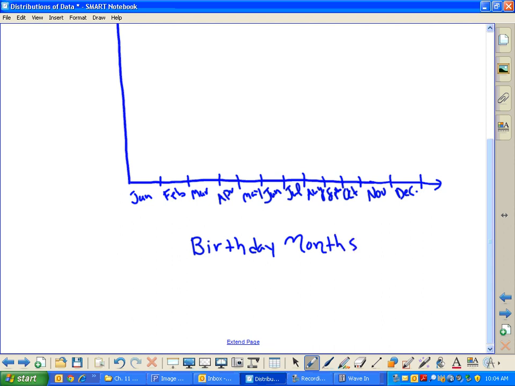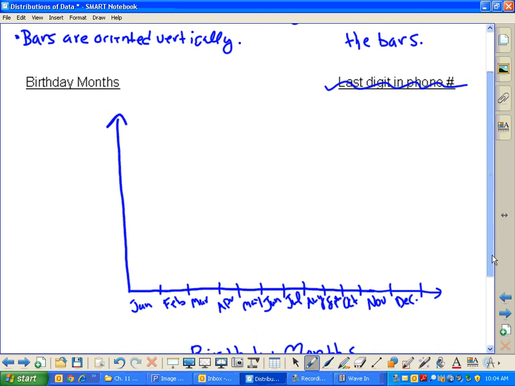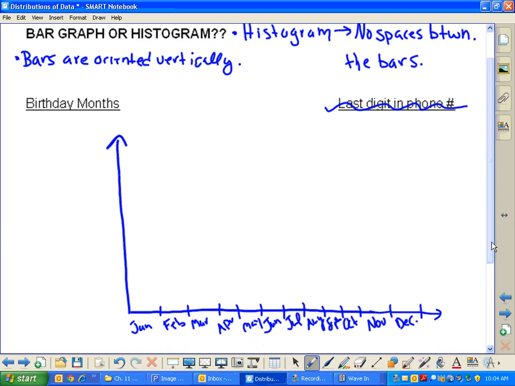And now I need a scale and a title for the y-axis. So this might be the number of students born in a given month. Number of students born in a given month.